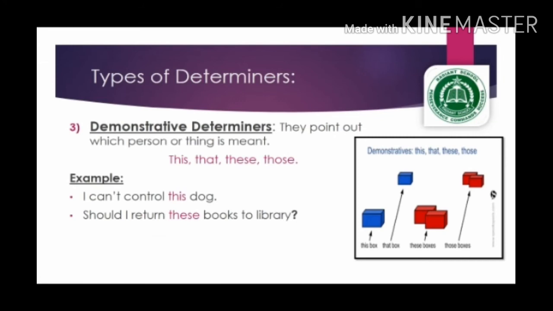Next type of determiner is demonstrative determiners. They point out which person or thing is meant. Demonstrative determiners are this, that, these, those. They tell us the position of a noun. For example, I can't control this dog. Should I return these books to the library? Here, this and these are the demonstrative determiners. Other examples can be this box, that box, these boxes, or those boxes.